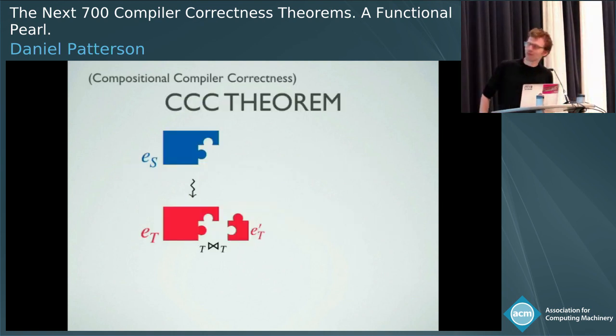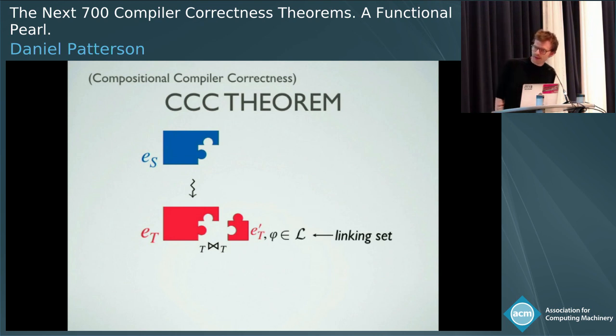So how does this work? Our theorem, Compositional Compiler Correctness, or CCC, we can look at it as trying to piece together that picture from before. So if we compile a module ES into ET, then we want to link it with some other code ET prime. I'm using the same bow tie here, but I want to be more precise about the actual languages that we're linking. So the T on either side means we're linking T code on both sides.